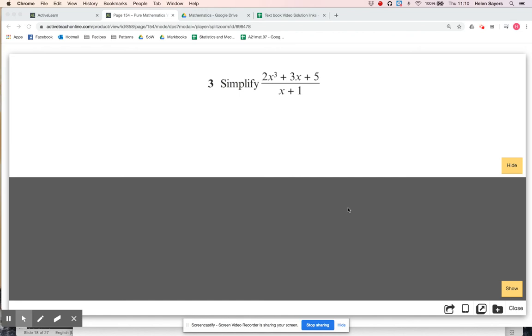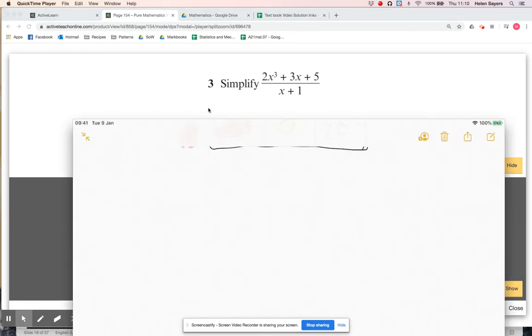Okay, we're looking at mixed exercise 7 on algebraic expressions from the first year core textbook. So we're looking at question 3 and we're asked to simplify an algebraic fraction. I've got two possible ways I could lay this out. The method is the same.